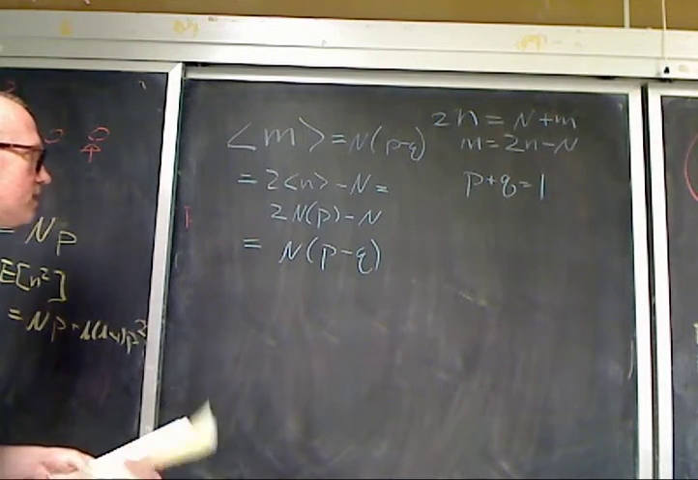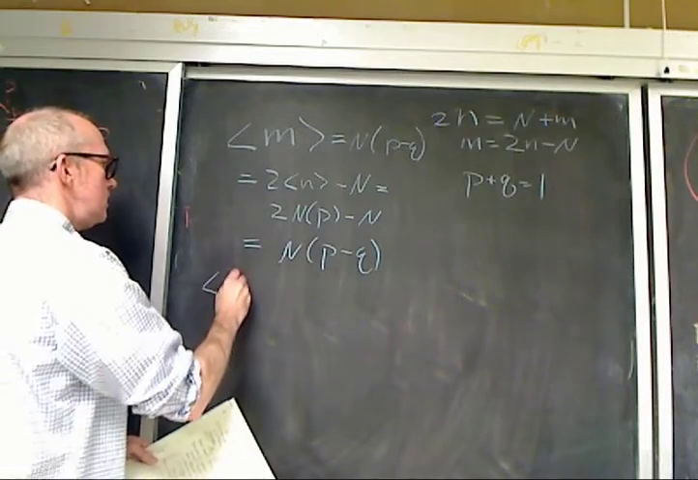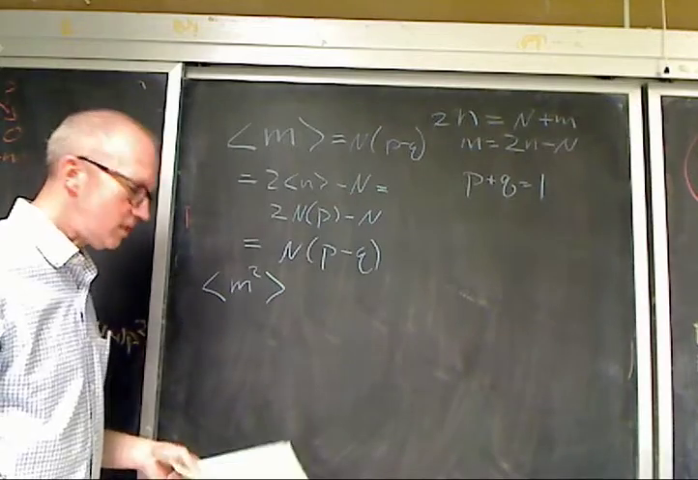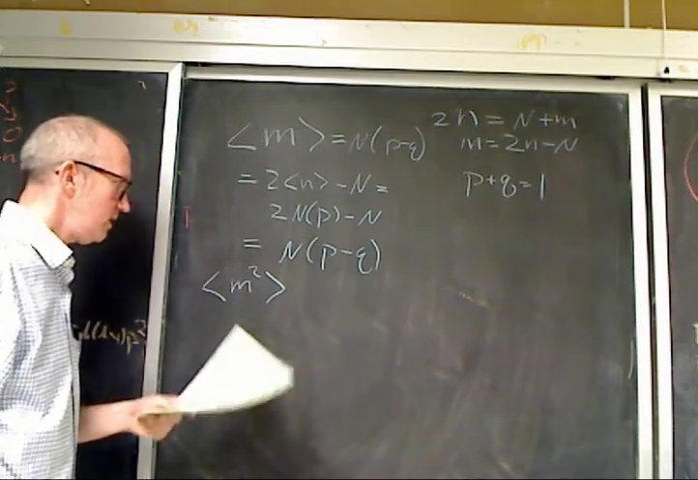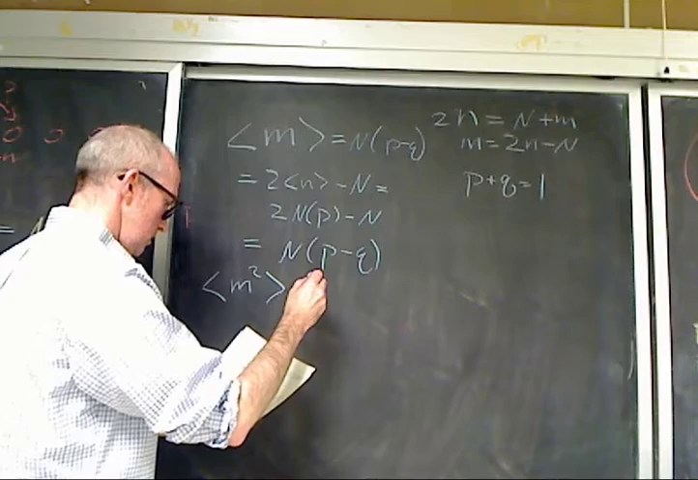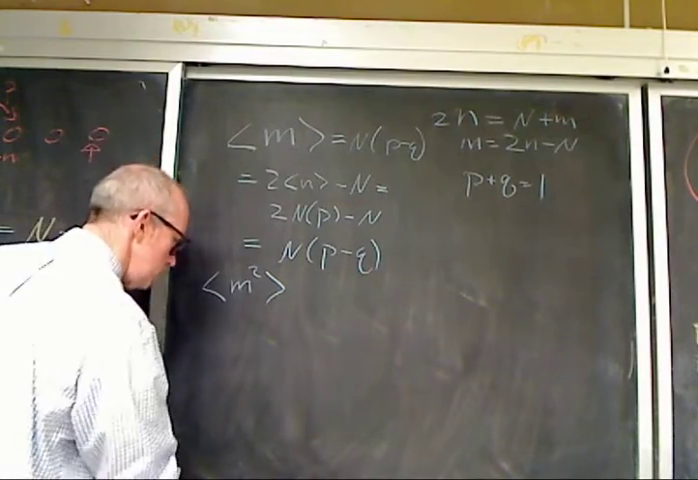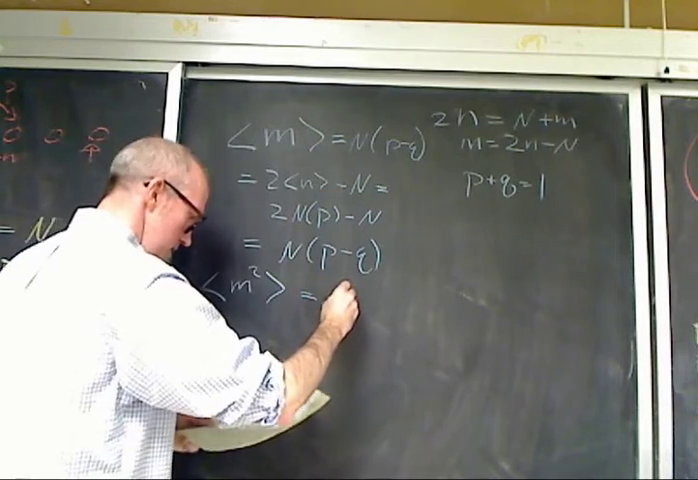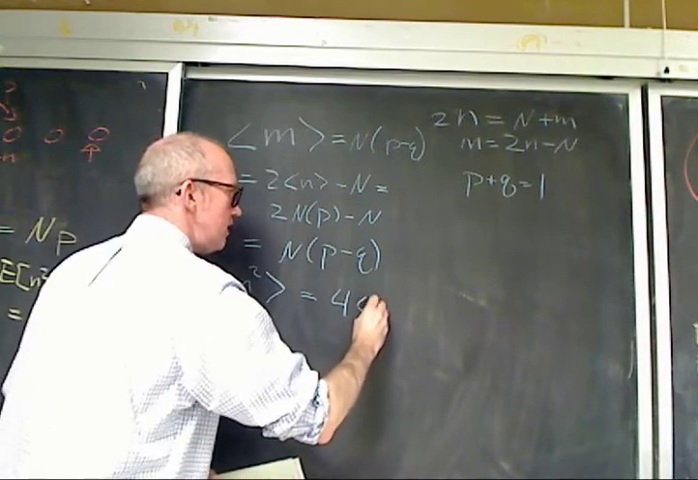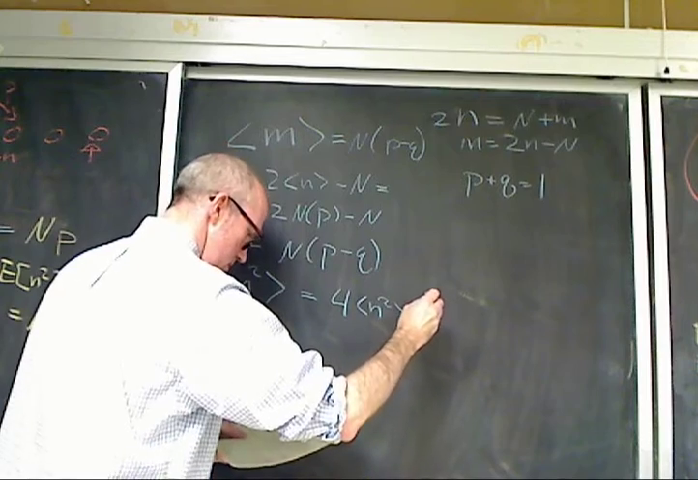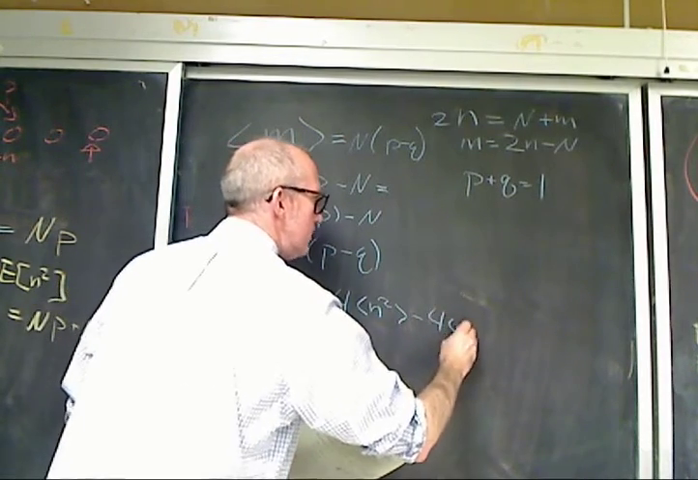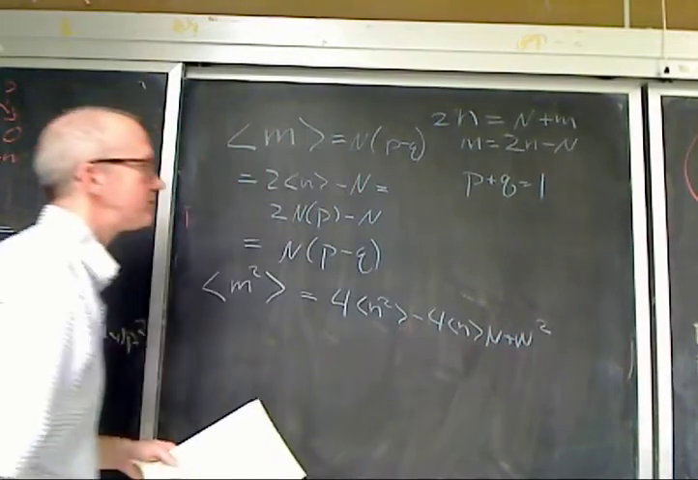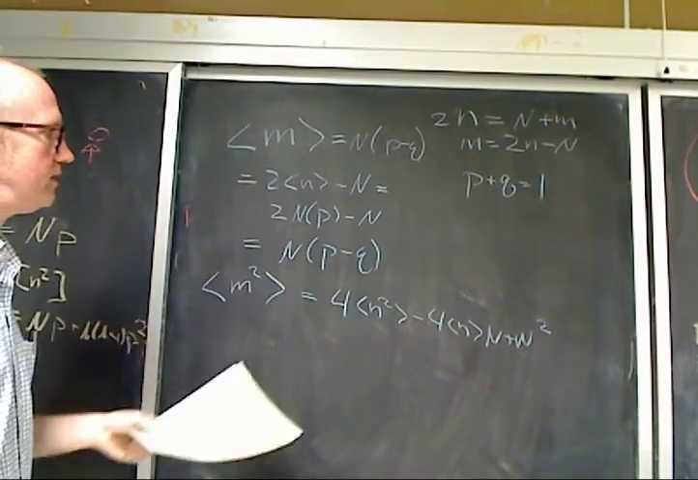So, the next bit: the average square distance that you've gone. Really what we care about, the average square distance you've gone, is just equal to, we just plug the same thing in. You get 4 times the average of n squared minus 4 average n big N plus big N squared. I just square the thing that I stuck in here.